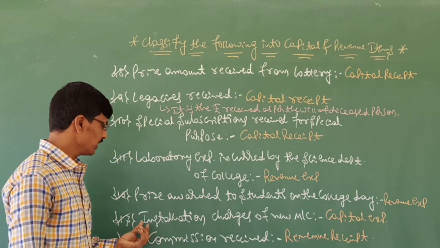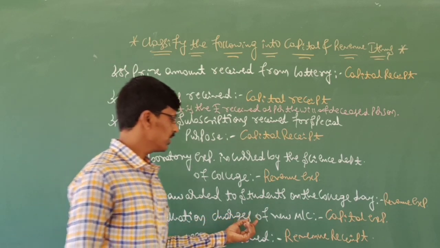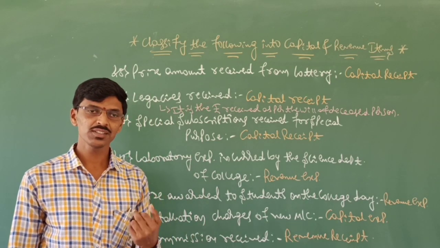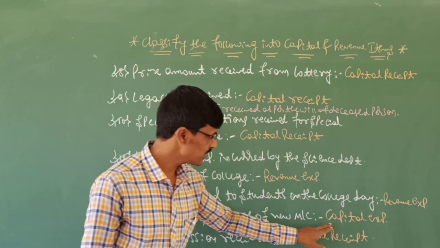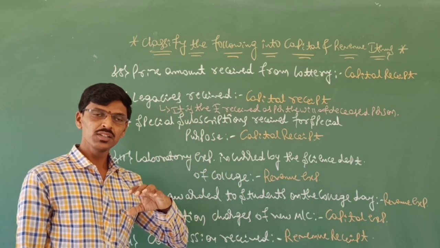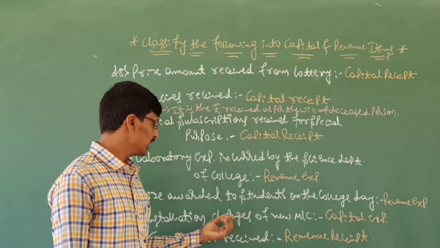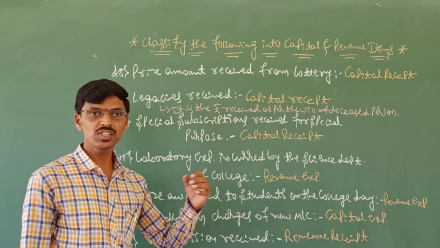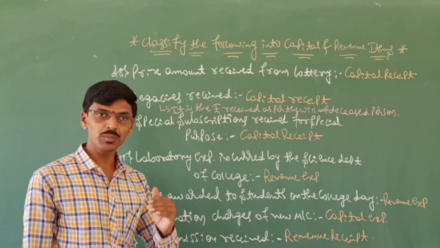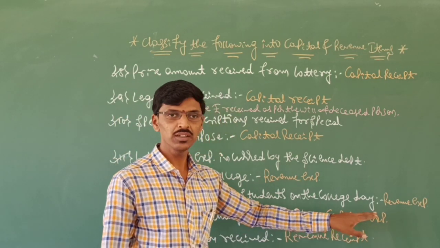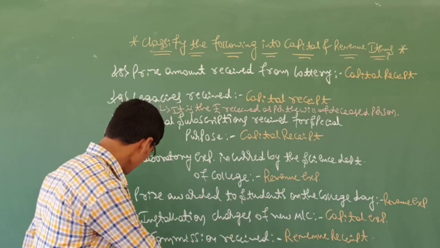Then 13th, installation charges of a new machine. That is capital expenditure because we are spending an amount for installing the new machine, which is giving benefit for more than 1 year. That is why it is a capital expenditure.